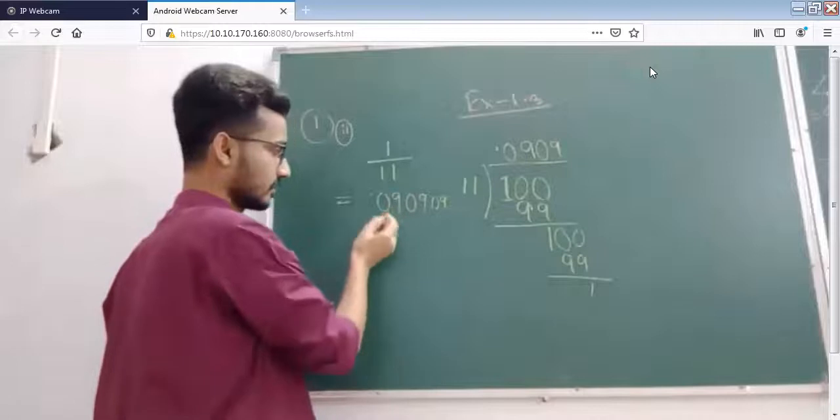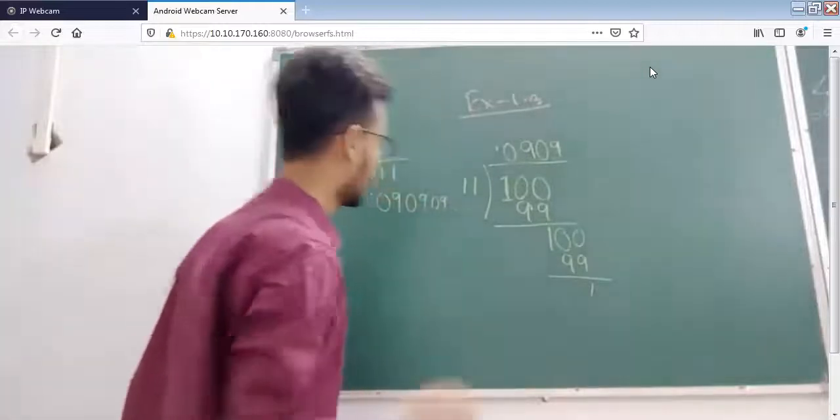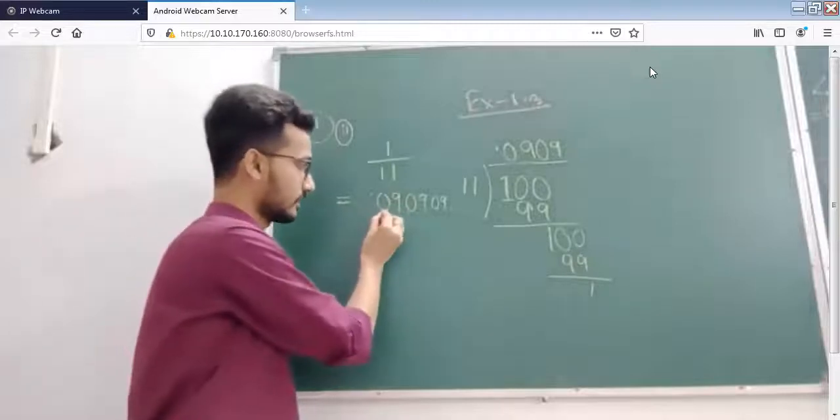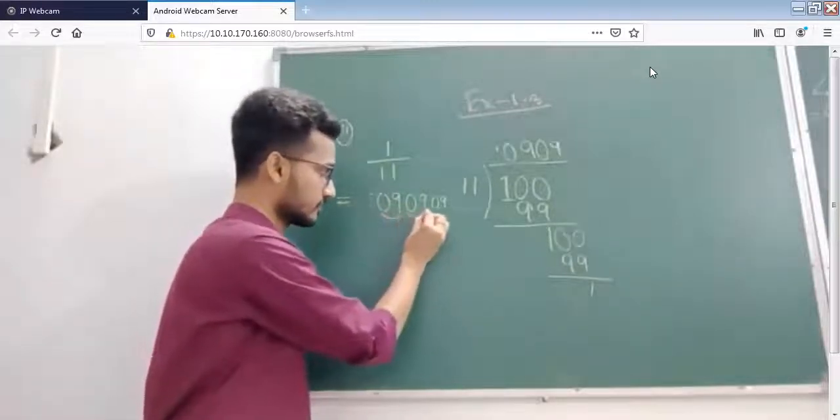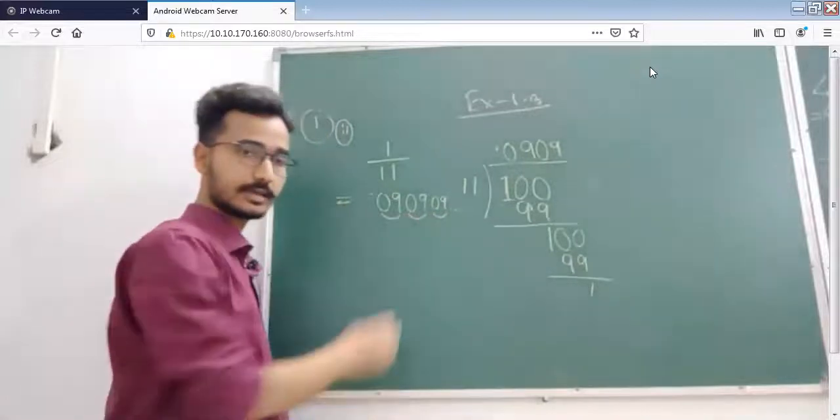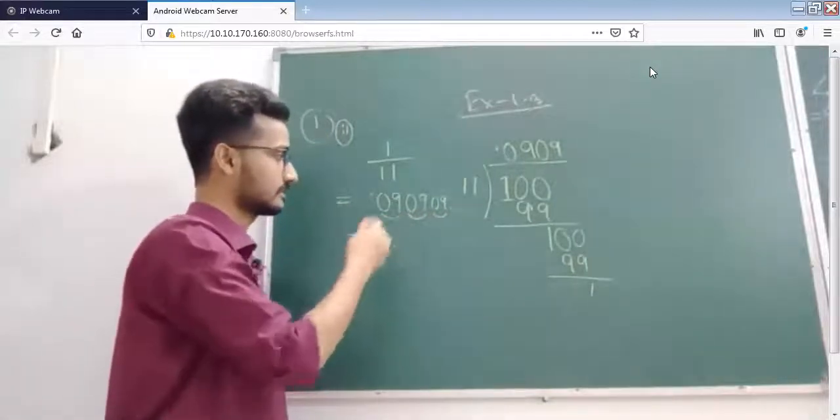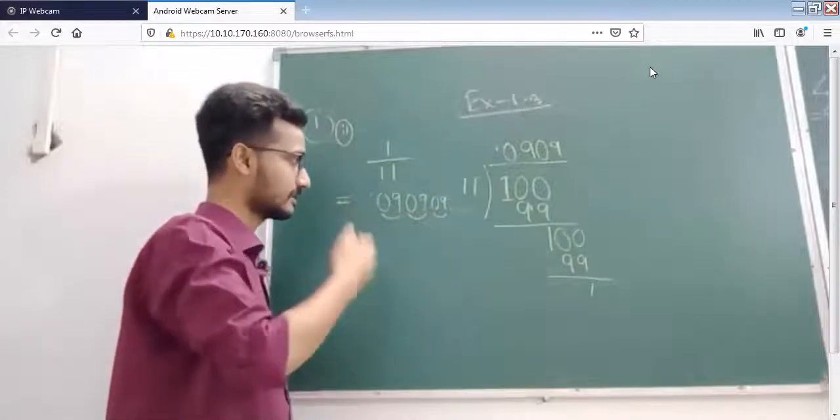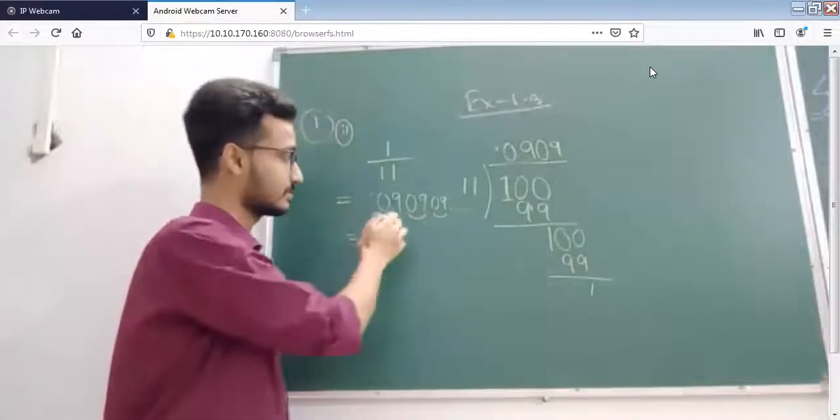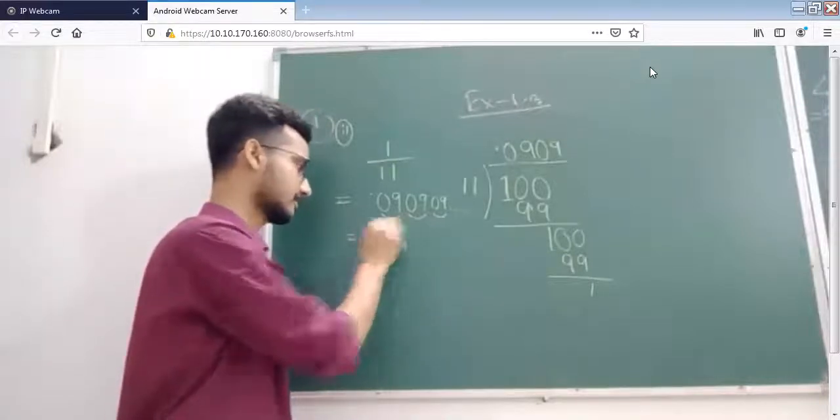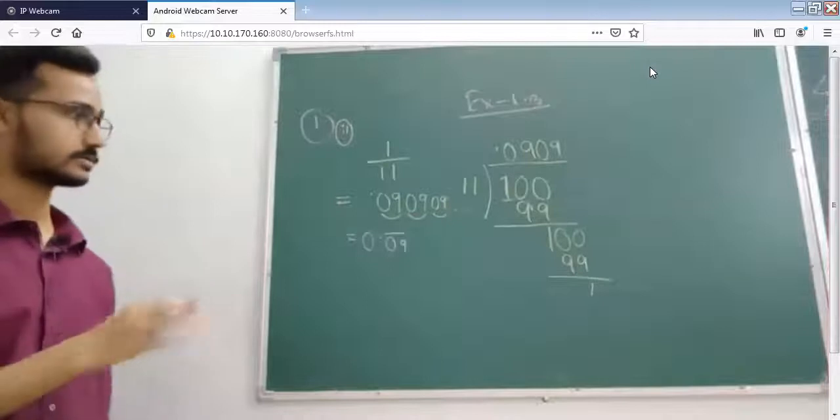Okay. Let's see. Now if you see the expansion, it comes in 2 digits: 09, 09, 09. That means after the decimal, the digits are repeating in a 2-digit block, and that is 09. So you can write 0.09 bar. Up to this clear? You can write 0.09 bar.